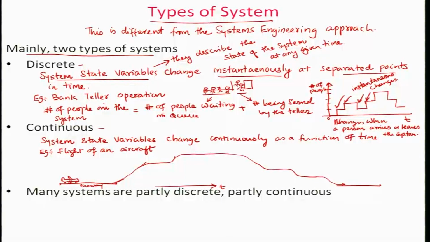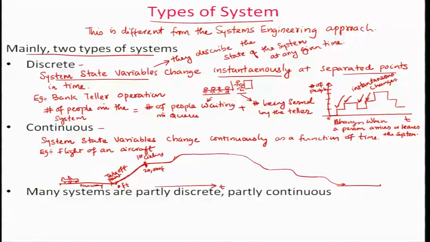So, at every instance of time the aircraft is doing something, things are changing; it is not instantaneous. Even when it is gaining altitude, once it takes off, let us say this is the takeoff point, and this is the first ceiling, say 20,000 feet. The aircraft does not go from 0 feet to 20,000 feet instantaneously. It takes time to climb. So, this is the continuous variation.